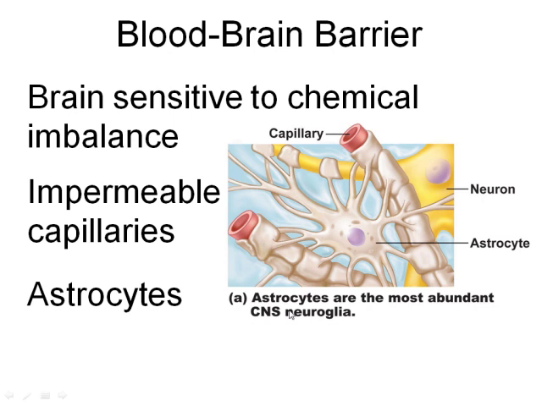The astrocytes are the most abundant of the neuroglia because they have to wrap every single capillary in the brain. The only part of the brain that does not have a blood-brain barrier is the hypothalamus, and that's because the hypothalamus has to pay attention to changes in the blood. It's part of its homeostatic mechanism.